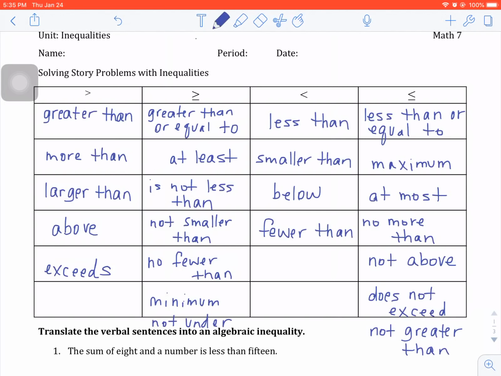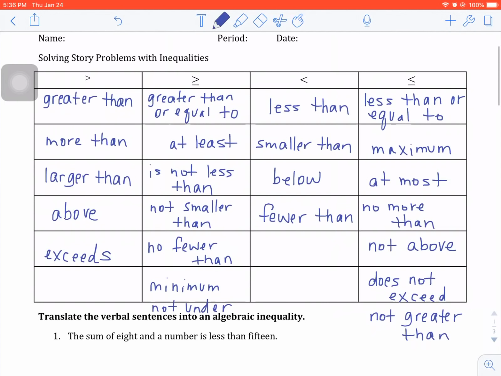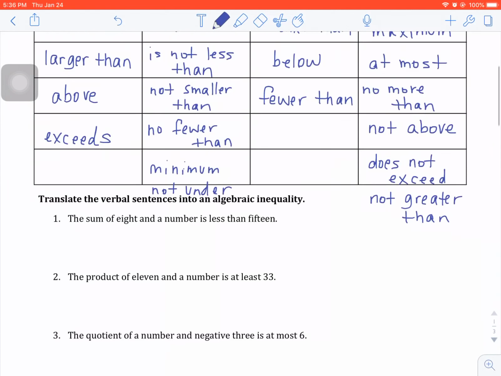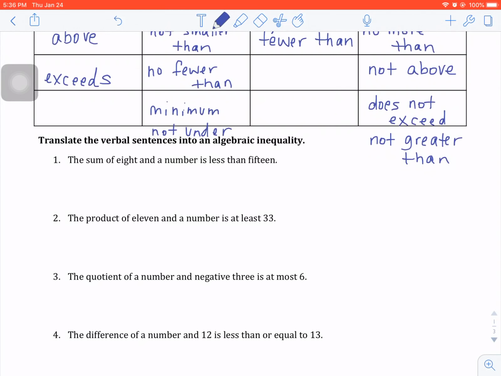So I'm going to move on, but if you don't have this table complete, just go ahead and pause the video and you can start it back up when you've got this done. So now let's talk about translating verbal sentences into algebraic inequalities. So we're just going to read through these sentences and we're going to find our key words and we're going to make little notes above each term so that we can write this as an inequality.